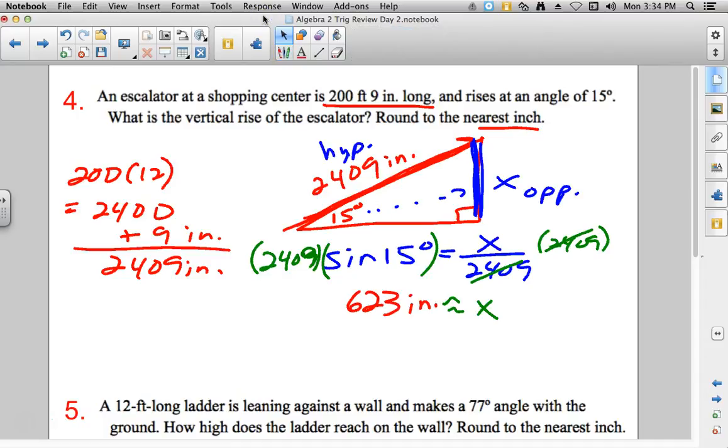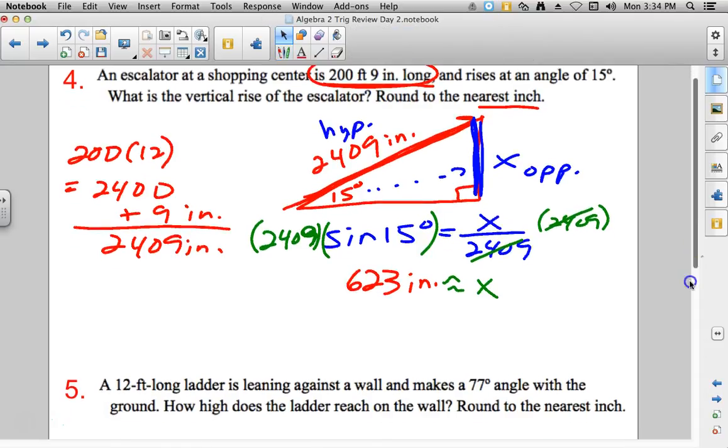Right there. So one of the things you want to pay attention to on tests like these is having to convert the units. This one was in feet and inches, and our answer needed to be in inches. So we had to do a little converting to make that happen.